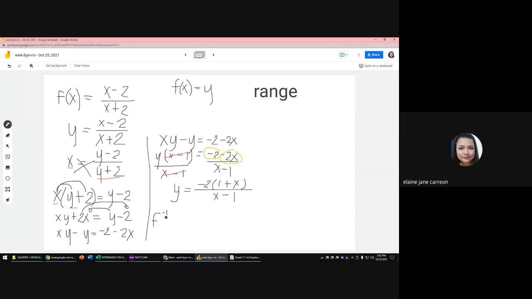So, meron siyang raised to negative 1. Ibig sabihin, inverse of f of x is negative 2 times 1 plus x over x minus 1. Okay, now, for the range, ano yung hindi natin pwedeng ilagay sa function na ito? Ano sa tingin nyo?